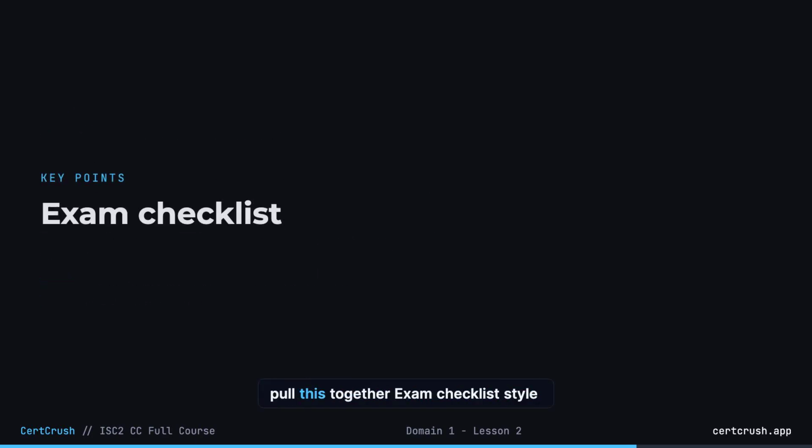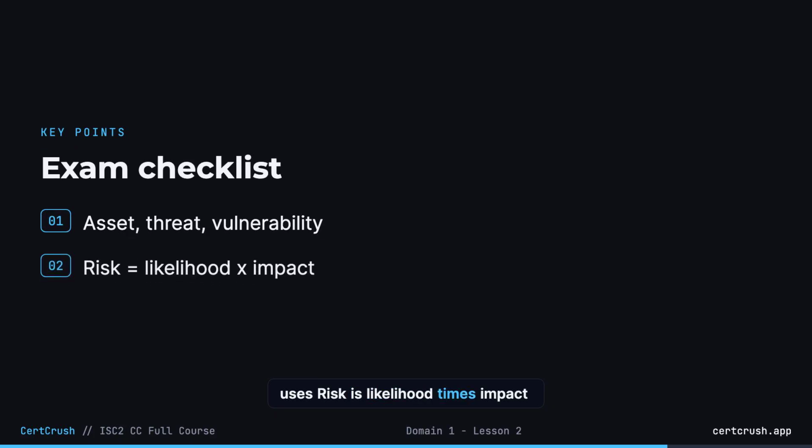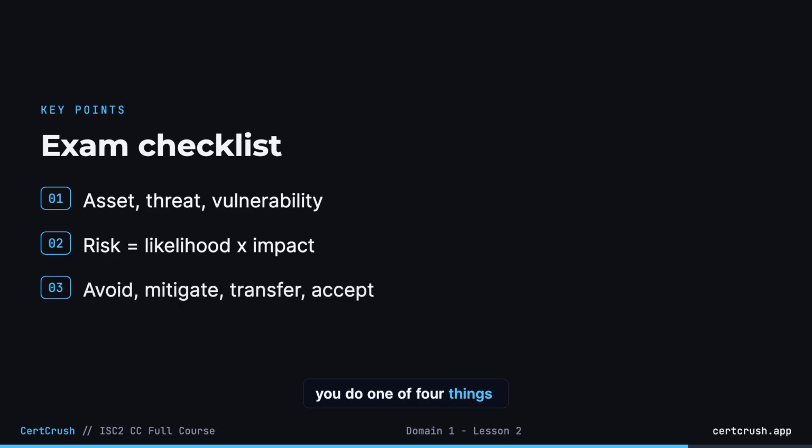Let me pull this together. Exam checklist style. An asset is what you protect. A threat could harm it. A vulnerability is the weakness the threat uses. Risk is likelihood times impact, the two together. You identify, assess, and prioritize your risks. And then you do one of 4 things. You avoid it, you mitigate it, you transfer it, or you accept it.